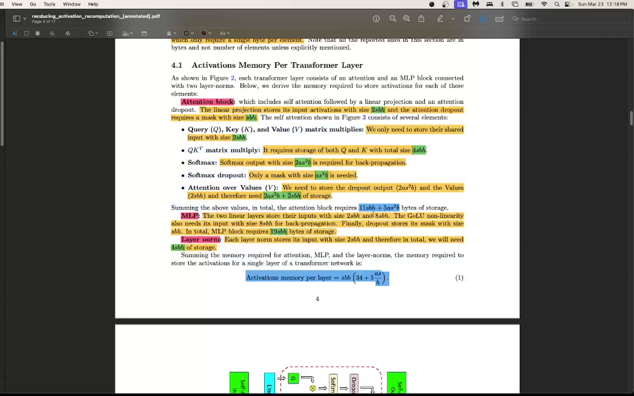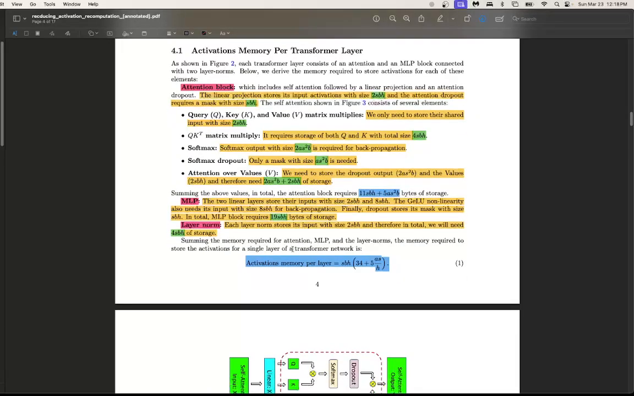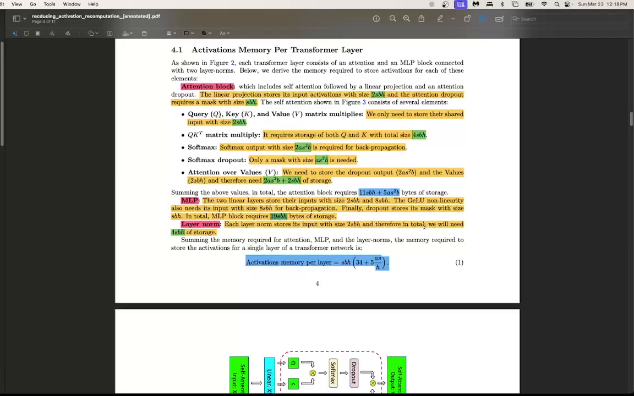2 SBH. Then 8 SBH is going to be the input to the second linear layer, right? Because we've projected up. It's 4 times as large now along the hidden dimension. And then the Gelu in between them, it's still that large one, and so we're going to need to save that one, right? So that's 8, 8, and 2. And then finally, of course, the dropout mask, which is just 1 byte per element, and that's SBH. So that brings 19, okay?